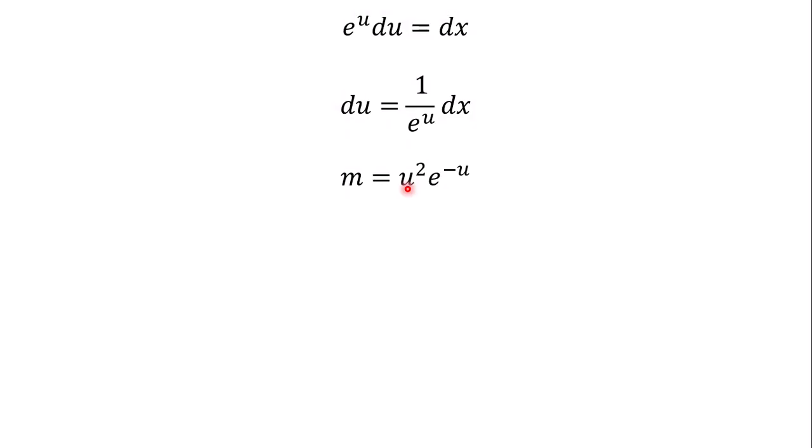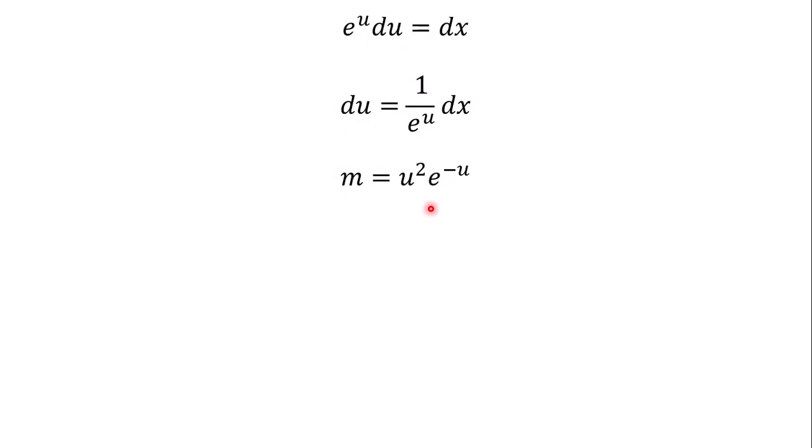So when we maintain u squared and then we differentiate this one, you just multiply. When you differentiate this, you are going to get u squared multiplied by minus e raised to the power minus u. Okay, and when you multiply, you're going to get minus u squared e raised to the power minus u.